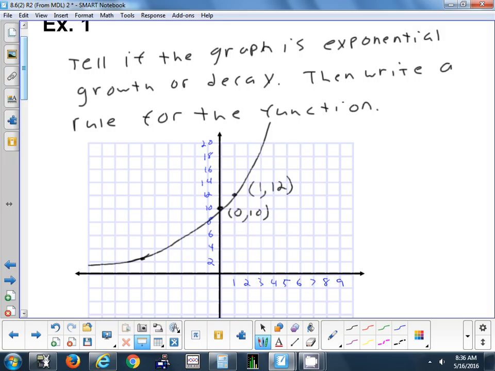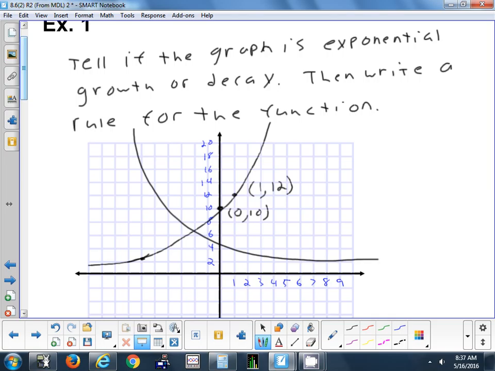So with growth and decay, they both never touch the x-axis. So you want to look at the direction that the curve goes as you go to the right. What's happening? Would it be growth? Yeah, it's growth because it's heading up as you go to the right. This would be decay if it headed down.